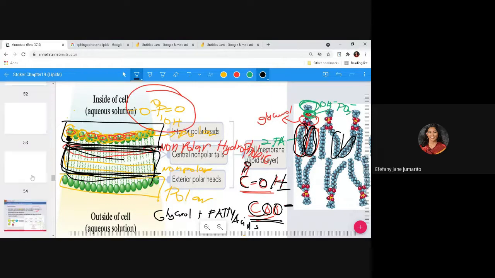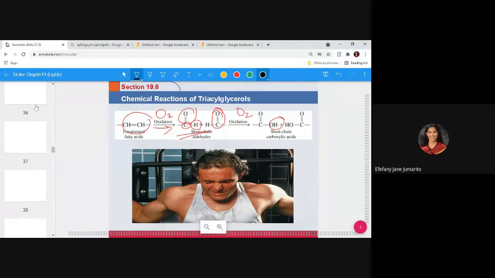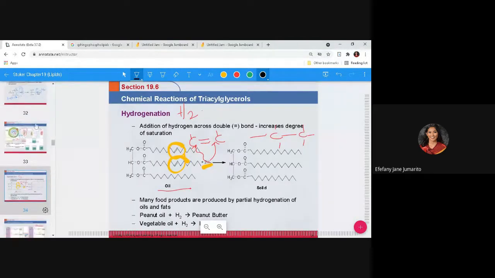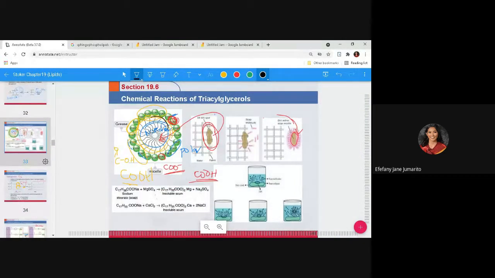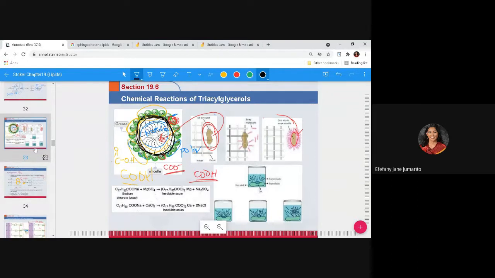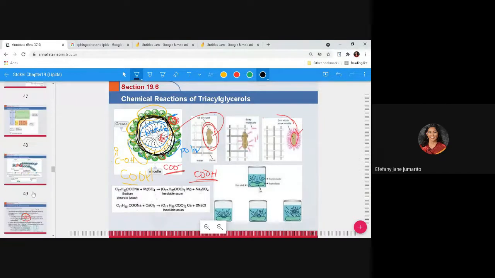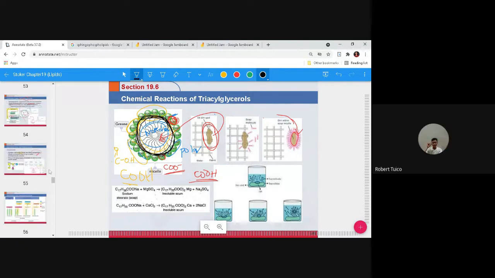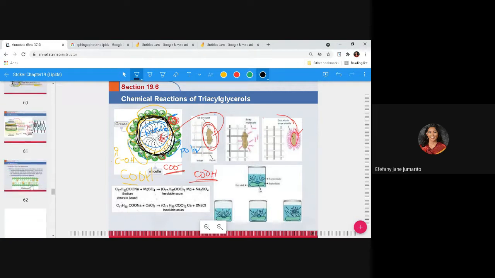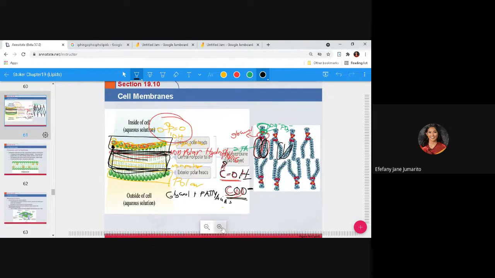But again, let's go back to your micelle para ma-compare na. What constitutes the non-polar group in your micelle? Unsa mga naa sa ikog-ikog? Okay, fatty acids ra ang sa micelle. But in your lipid bilayer, ang non-polar is your glycerol and then your fatty acids. Sa micelle, only fatty acids. Okay, so that's it.